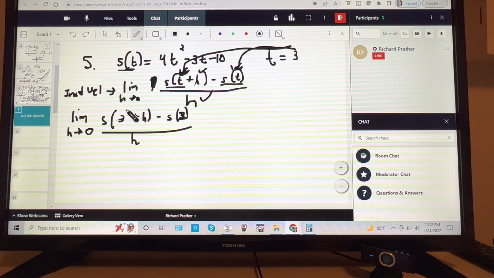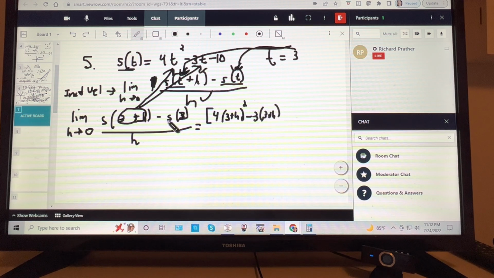So you need to stick this 3 plus h in for the 2 different t's here. And this is why I like to put a bracket for this to keep track where it starts and stops. So I've got a 4t squared. I need to have 4, replace the t with 3 plus h, squared. Then minus 3t, so minus 3 plus h. And then minus 10. The other one didn't have this minus 10, but now we have that, so that's fine.